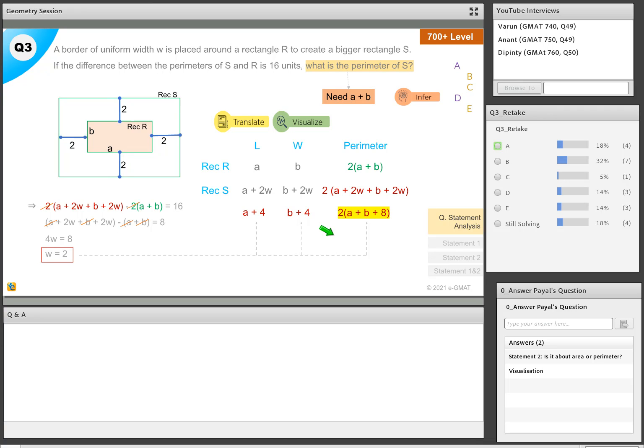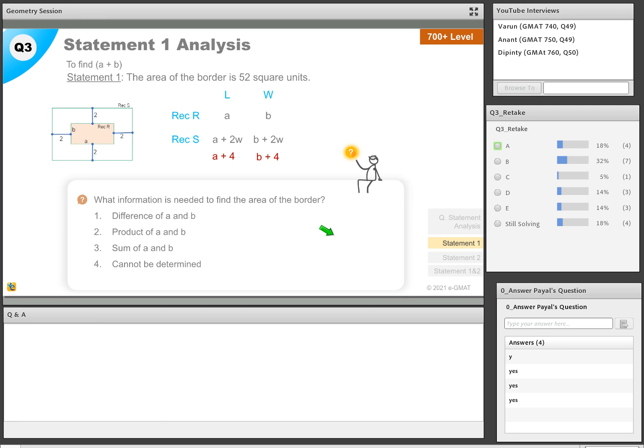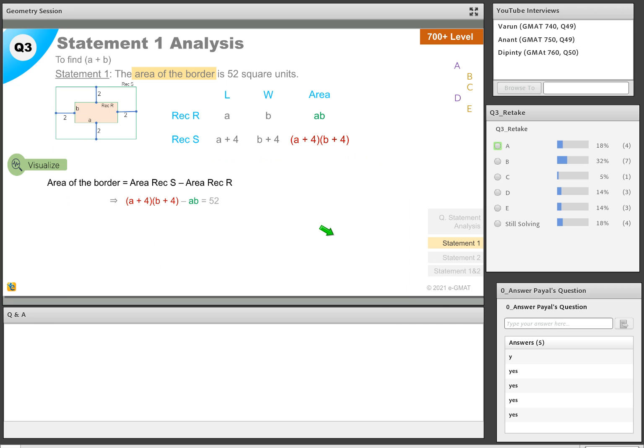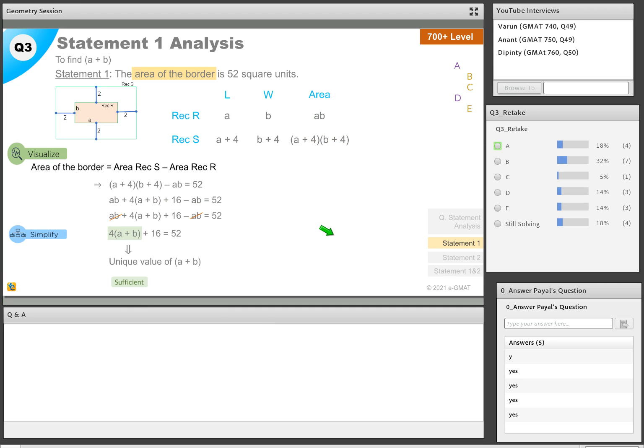How many of you were able to get to this point of the solution? Answer state analysis of question statement. How many of you were able to say that what you need is the value of A plus B? So this was the level of analysis that was required. Now when you take a look at statement 1, the area of border is 52 square units. Again, you simply take those values that you've already arrived at in your table, and then you process the information. And when you process the information, you get A plus B value, which means that statement 1 is sufficient.